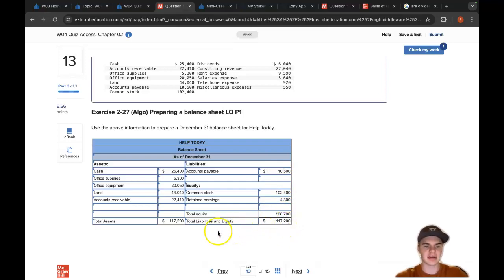And now that you've done that, to verify that you've input all the numbers correctly on each side, you should have 117,200 for both the total assets and the total liabilities and equity.